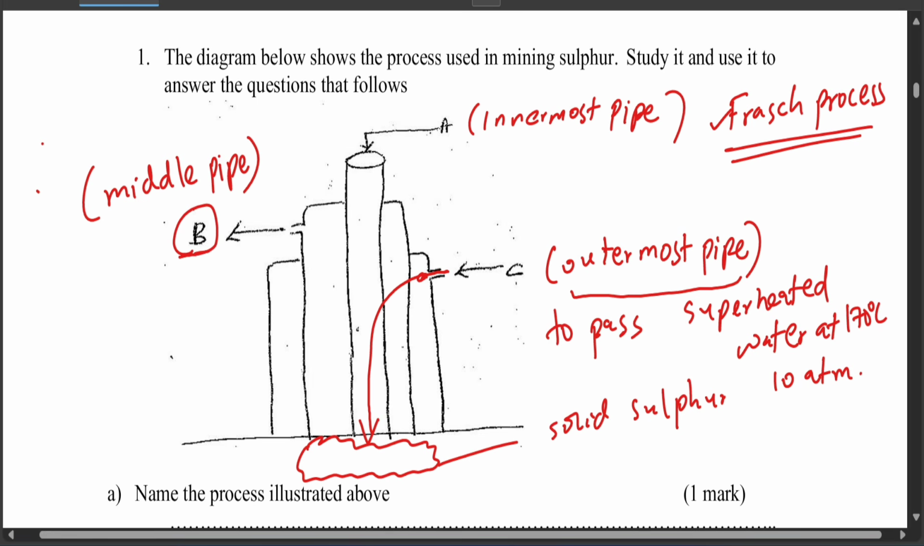And the next pipe is the middle pipe. The function of the middle pipe is just to pass compressed air, so that it can force the molten sulfur into the innermost pipe. So it just acts as a pump. It pumps it out. Once it's pumped, it comes here and pumps the molten sulfur so that it can pass through the innermost pipe. That comes to the function of the innermost pipe, and that is to make sure that the molten sulfur and the water pass through the innermost pipe.